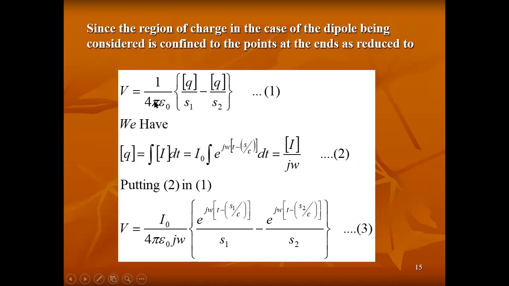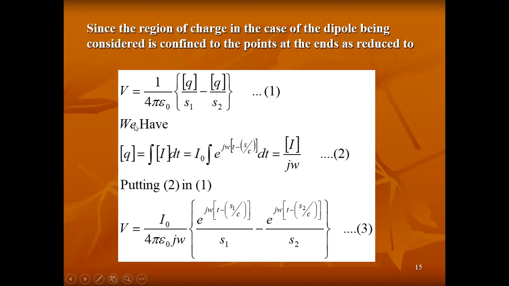This V equals 1 upon 4 pi epsilon 0 times q by s1 minus q by s2. So these are the two charges, positive charge and negative charge: positive charge by s1 and negative charge by s2. As we have taken the upper charge as positive and the lower charge as negative, here one q is positive and one q is negative. S1 is the upper length and this is the lower, so we have put this.